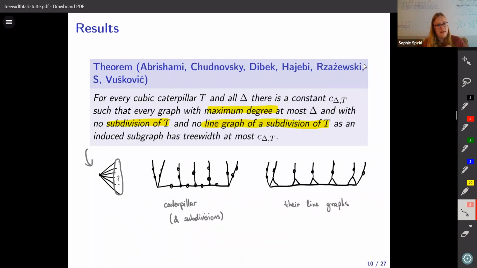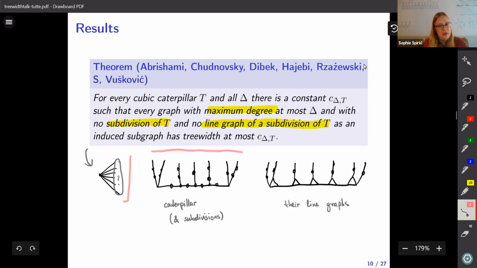Here's something that is a bit different, but I like it because it's symmetrical, right? It contains a big piece of a wall or a big piece of the line graph of a wall. So again, we're assuming we have bounded degree.